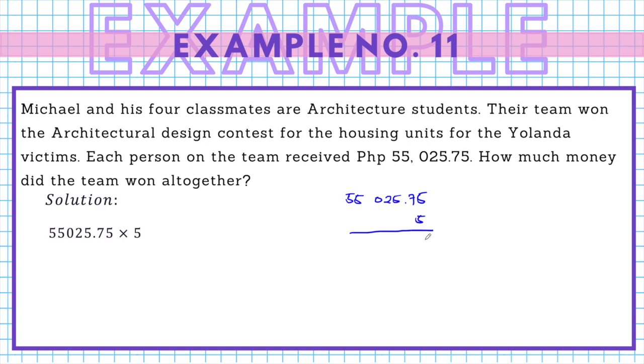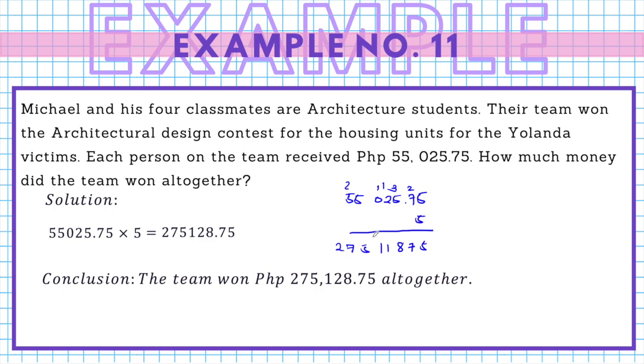So we simply multiply this. So we have 25, we carry the 2, and then 35 plus 2 is 37, we carry the 3, 15 plus 3 is 18, we carry the 1, 10 plus 1 is 11, but we carry the 1, and then 25, we carry the 2, and then we have 27 here. So the final answer is 275,128.75 pesos, which is the money received by the team altogether.